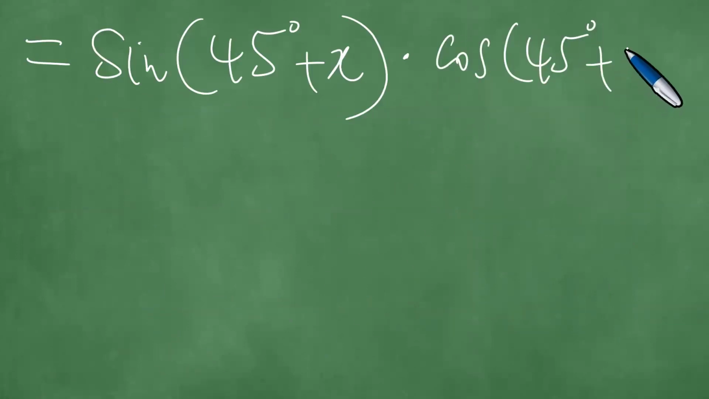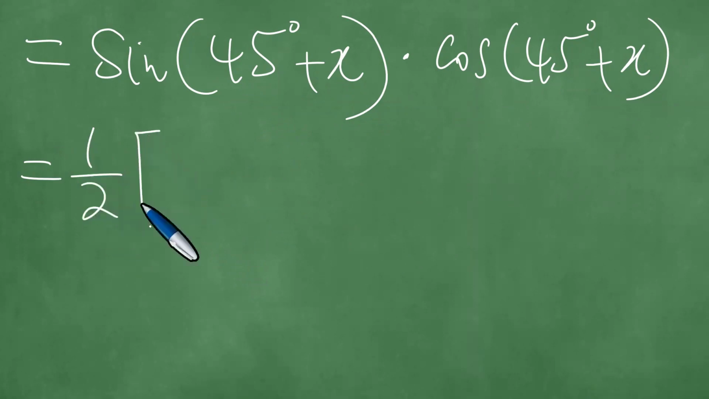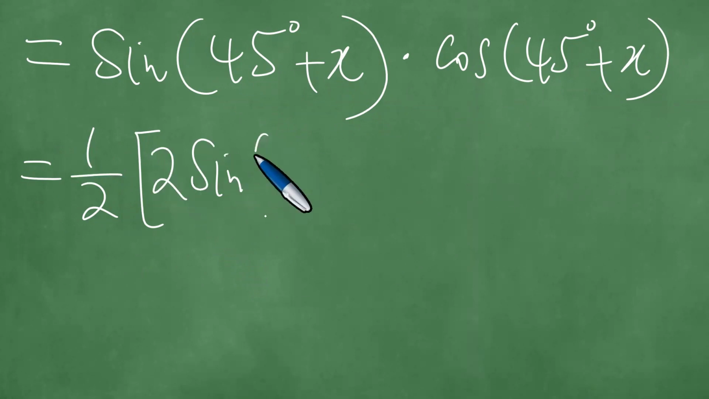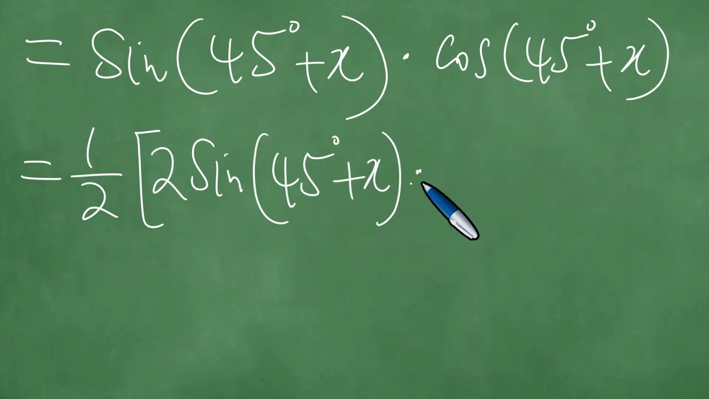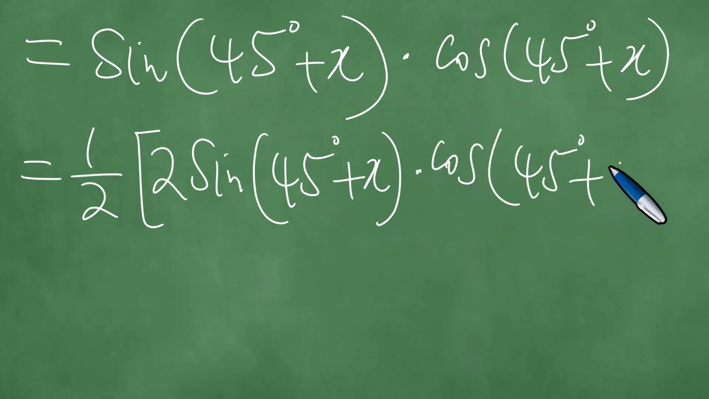Right, 45 degrees plus x. The two angles are the same, 45 degrees plus x and 45 degrees plus x, but the trigonometric functions are those that are different. So we're going to put here 1/2, and we have 2 into the trigonometric sine of 45 degrees plus x times the cosine of 45 degrees plus x.